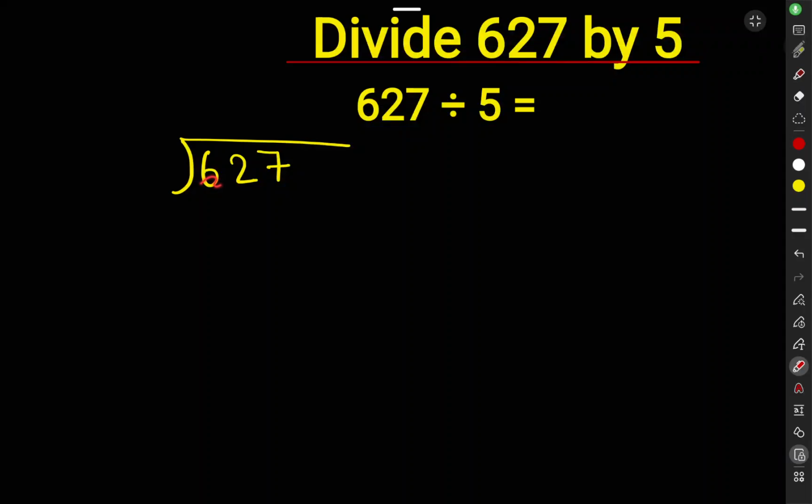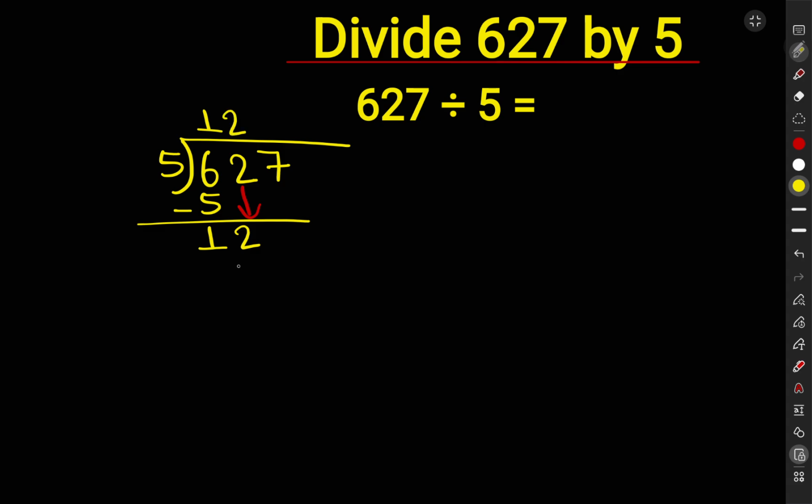Here we divide 627 by 5 in a long division method. 5 times 1 is 5. On subtracting we get 1. So now we put down these 2 and it is 12.